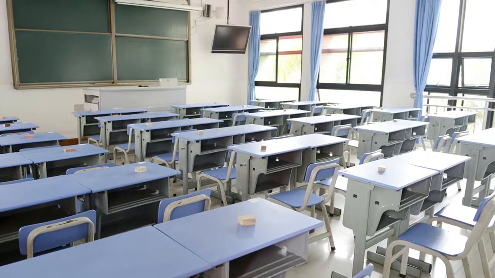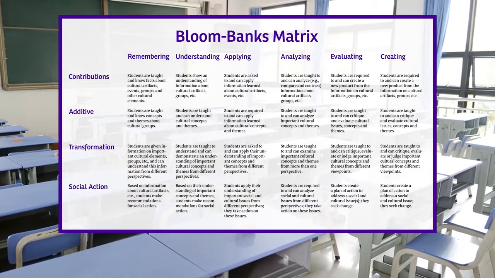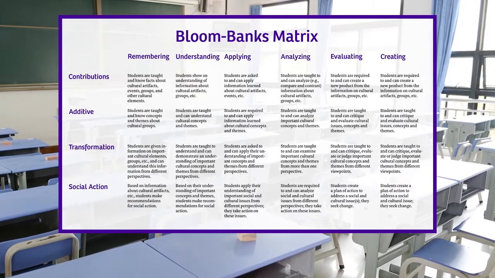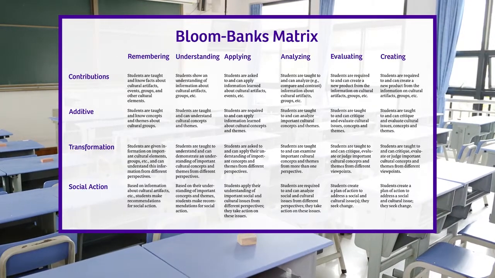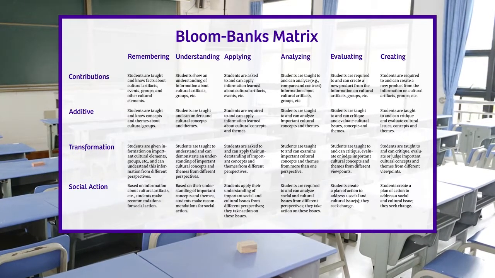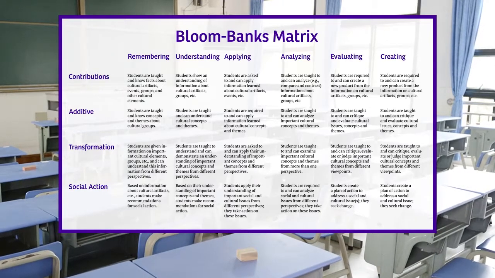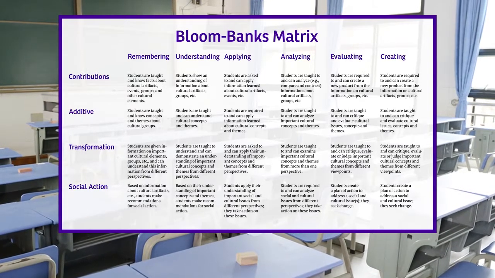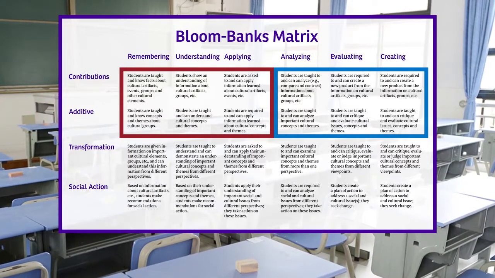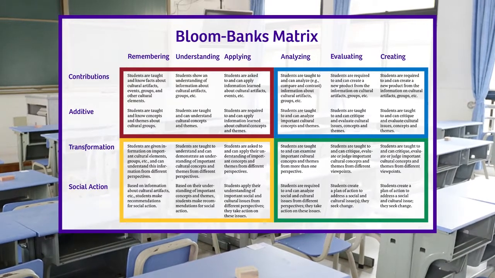To simplify discussion and implementation of the Bloom-Banks matrix, the Bloom-Banks grid has been partitioned into 4 quadrants of 6 cells each. Color coding has also been added to flag strengths and weaknesses of each quadrant. The overall goal is to offer teachers a quick reference tool to help guide curriculum development and instructional decision-making. The quadrants and their associated colors are Quadrant 1, red; Quadrant 2, blue; Quadrant 3, yellow; and Quadrant 4, green.